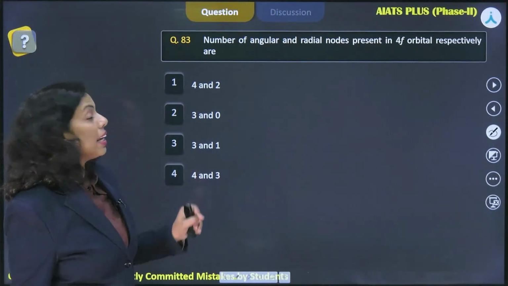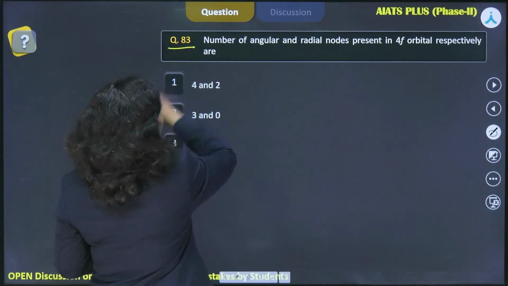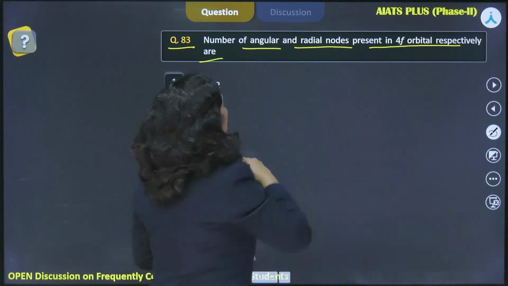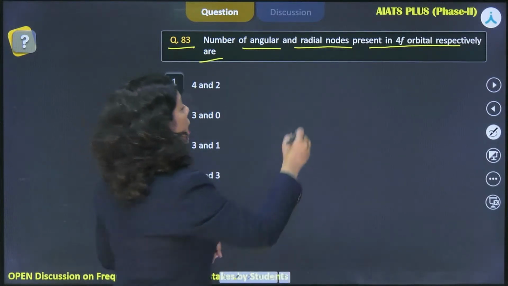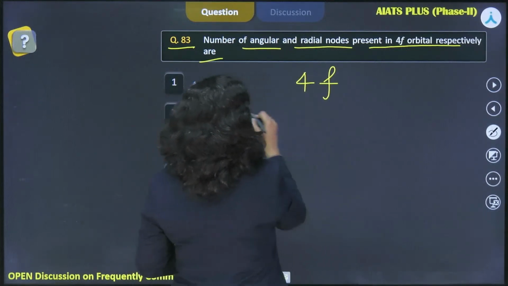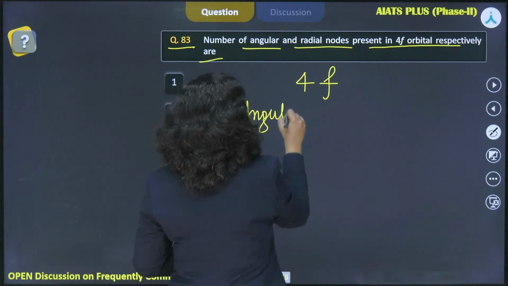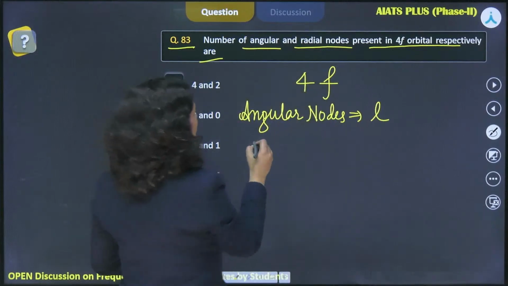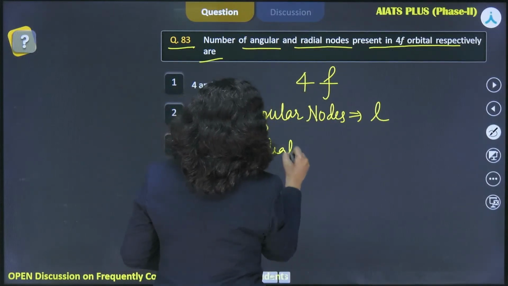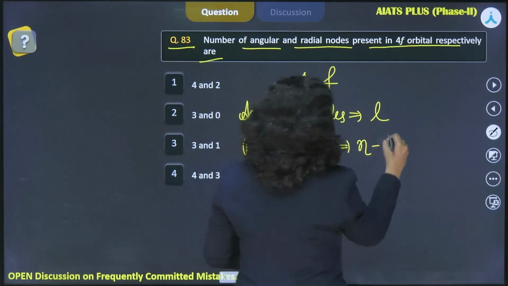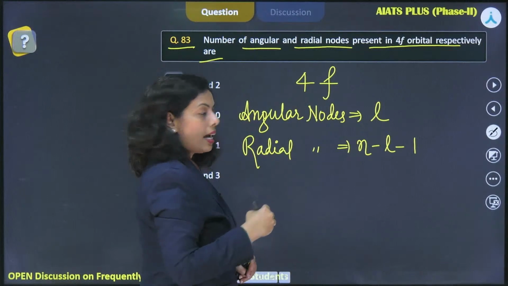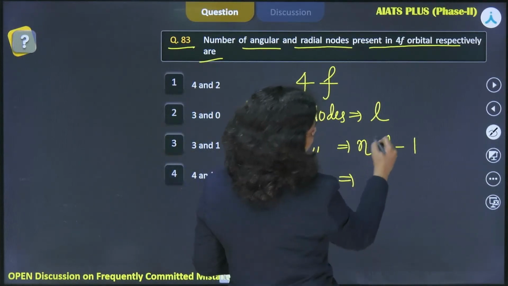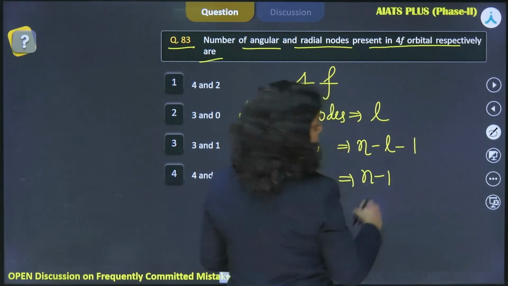Okay. Now I'm taking the next question, question number 83. The number of angular and radial nodes present in the 4f orbital, respectively, are. So we need to find the angular and radial nodes, and you have the 4f orbital, right? So angular node is equal to L, while the radial nodes are n minus L minus 1, right? And suppose the question is about total nodes, so total nodes is n minus L minus 1 plus L, so n minus 1 only, right?